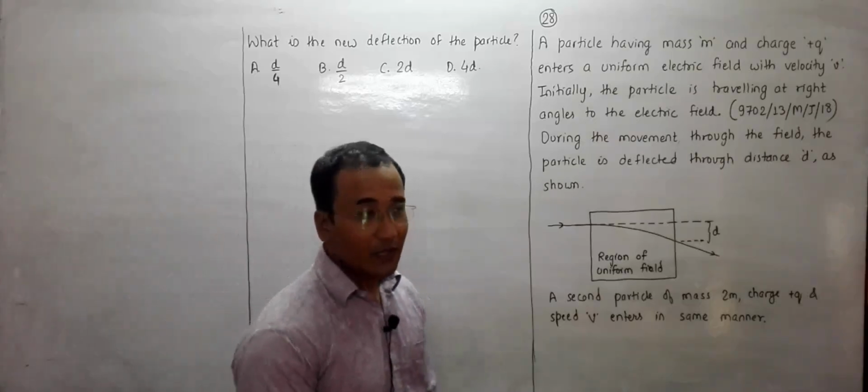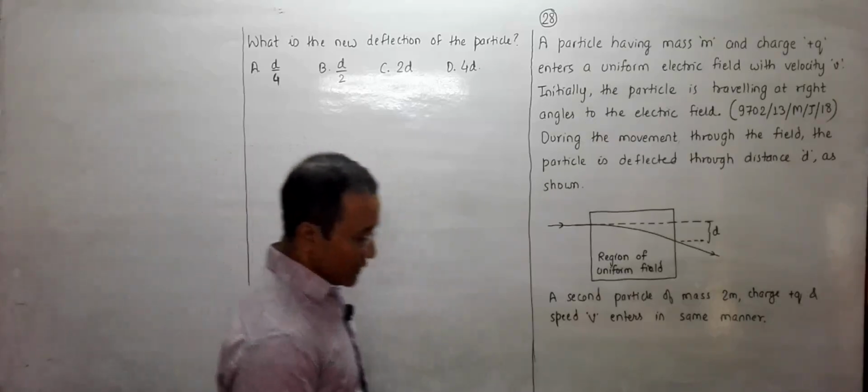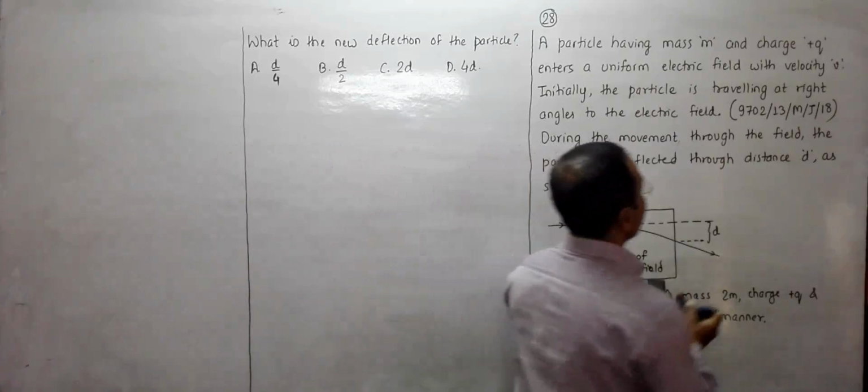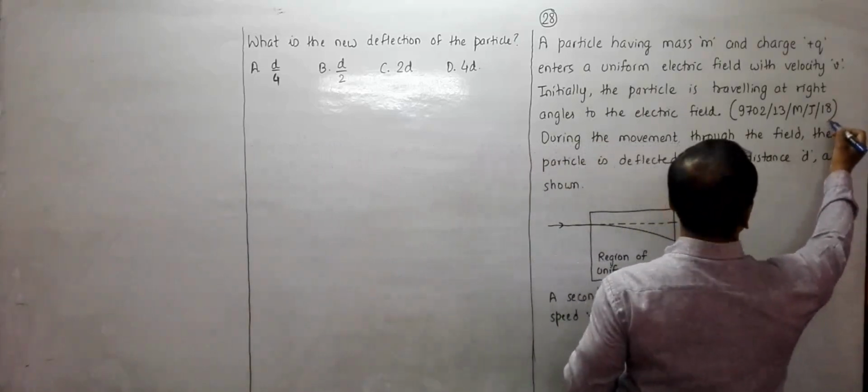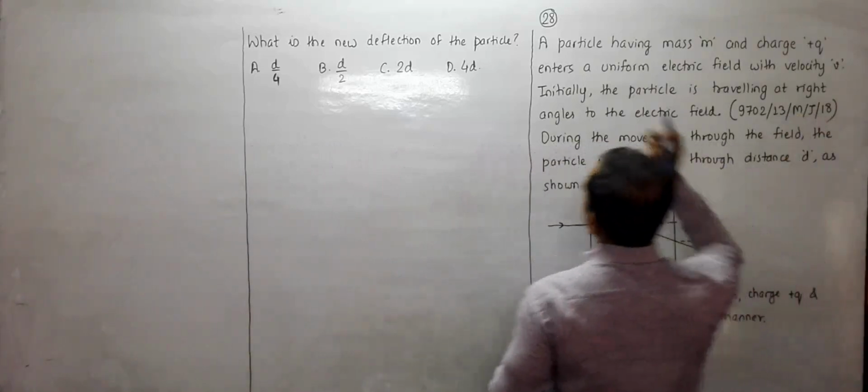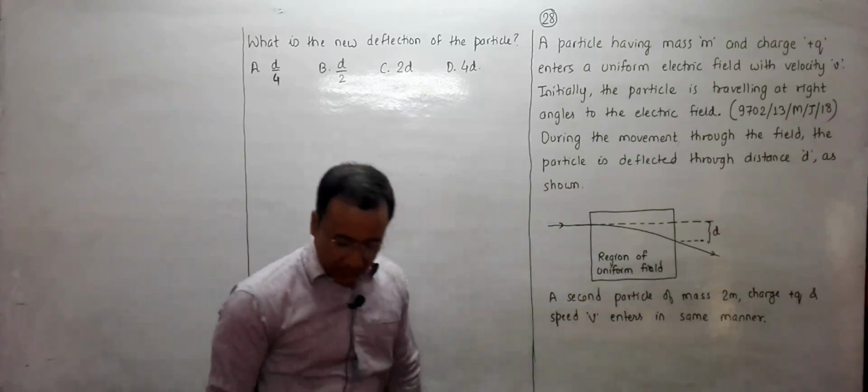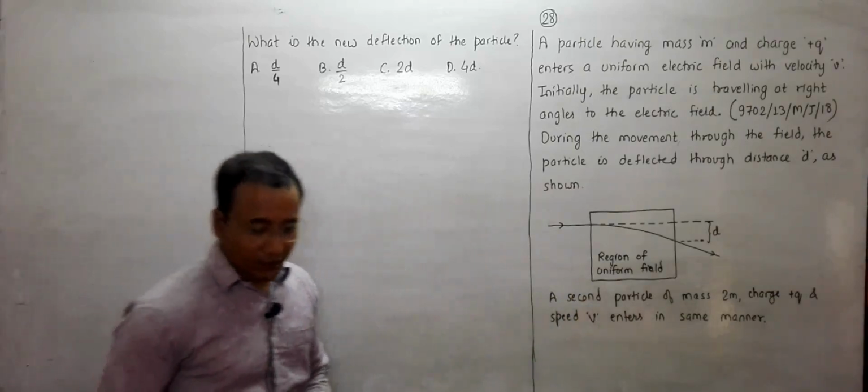Today's question is for A level. The question belongs to 2018, May June, paper 1-3, and the question number is 28. It's concerned with the chapter electric field.